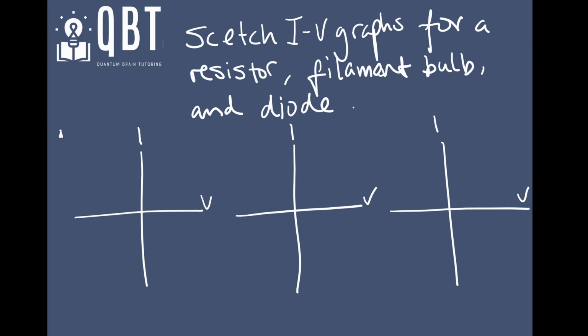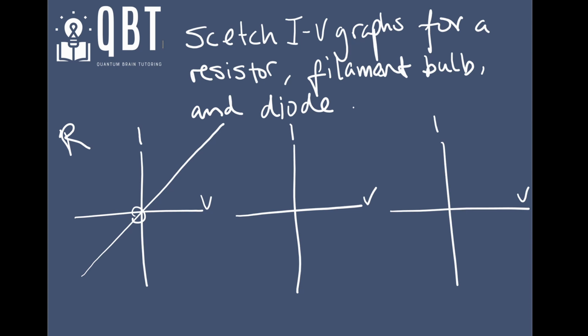For a resistor, it's quite simple. Because of Ohm's law, we know that provided temperature stays constant in a circuit, then we have just a nice straight line through the origin. And that's it. Super simple, and that's for a resistor.